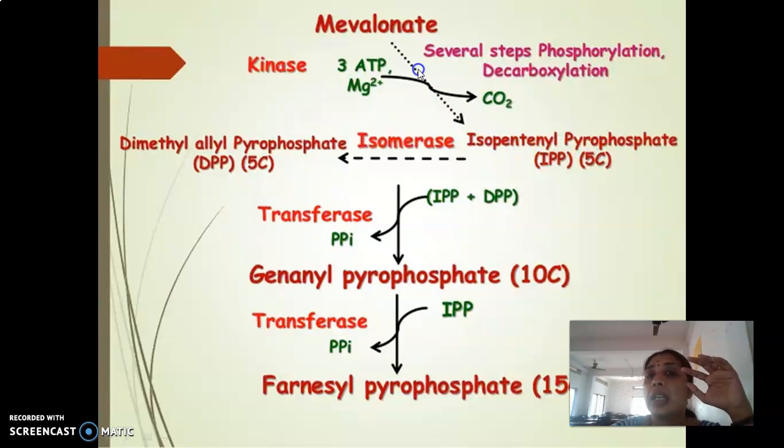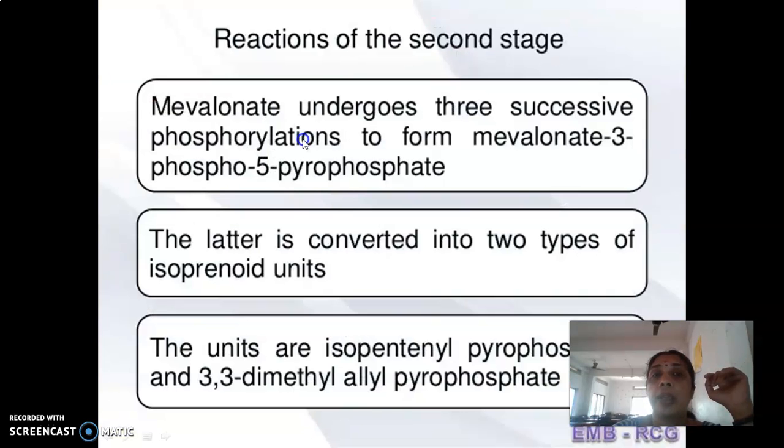And a second molecule of mevalonate also comes, which also gives rise to isopentenyl pyrophosphate, but one of the molecules of isopentenyl pyrophosphate, IPP, will be immediately isomerized to give DPP, dimethyl allyl pyrophosphate, because for the reaction to proceed, we require one molecule of IPP and one molecule of DPP. So out of the two molecules of IPP formed, one of them will undergo isomerization to give DPP. Now I'll show you the structure, right?